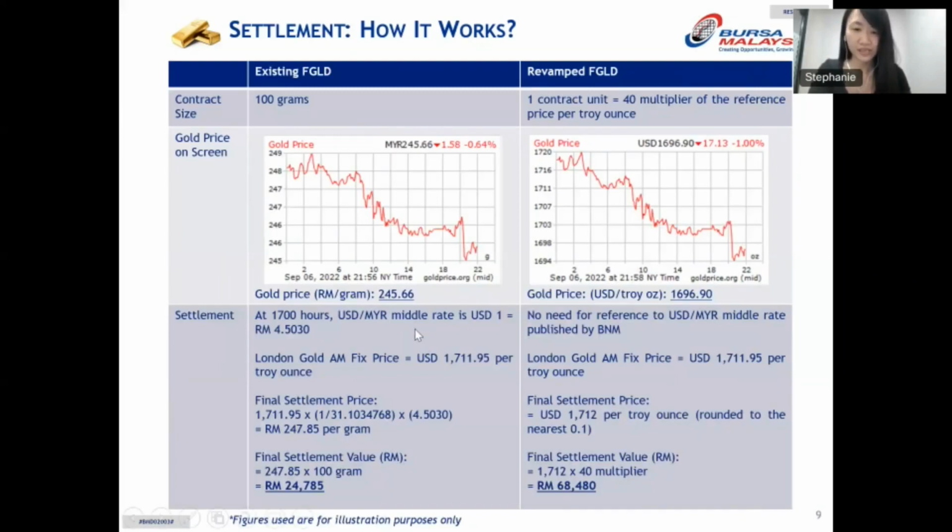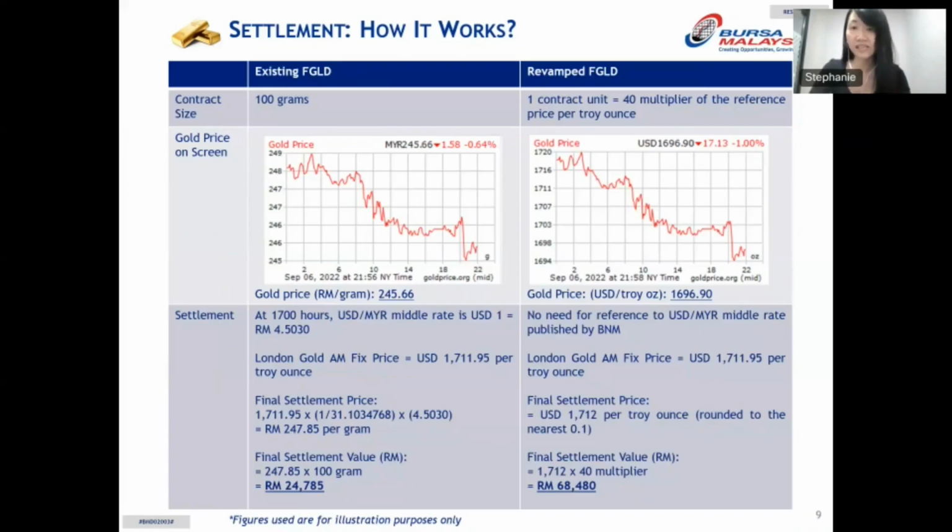And for example here, the London Gold AM fixed price is at 1711.95. For the final settlement price, you will need to round it up to the nearest 0.1, which will be USD 1712. As for the final settlement value, take the final settlement price of 1712 times the multiplier of 40, which equals 68,480 ringgit.